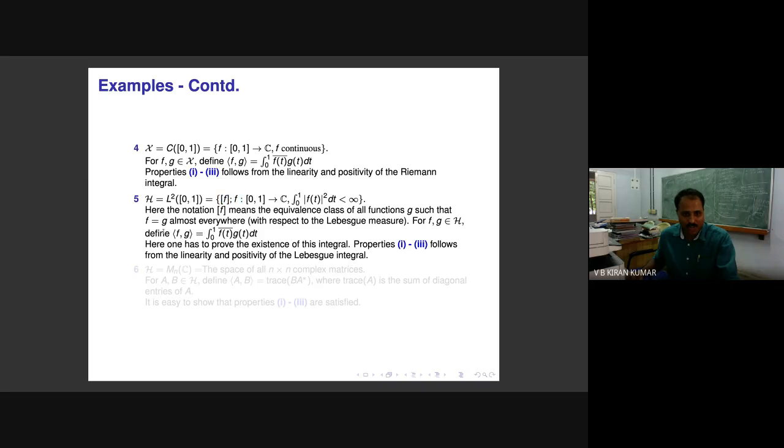So again, you define it like this, and it is easy to verify properties 1 to 3 using these properties and some properties of the Lebesgue measure and Lebesgue integral, which I do not mention here.